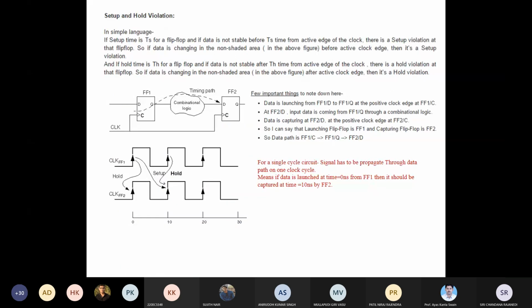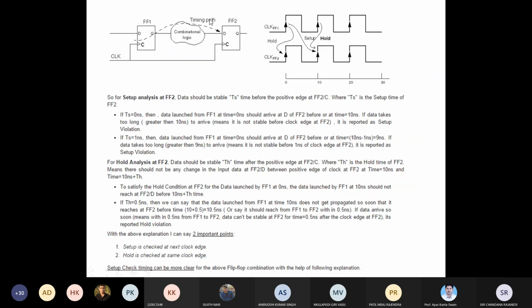So assume that we are checking everything with respect to 10 nanosecond now, because my data is launched at 0 nanosecond at the D input of the flip flop FF1, and that data is traveling through the combinational logic. It is reaching the D of FF2 at 10 nanosecond. At first there is no data, and when data has reached here, the clock advances to 10 nanosecond. So at 10 nanosecond, I have to check the setup time of the data available at the D input. If my setup time is 1 nanosecond, the data must arrive 1 nanosecond before, that is at 9 nanosecond, 10 minus 1, 9.